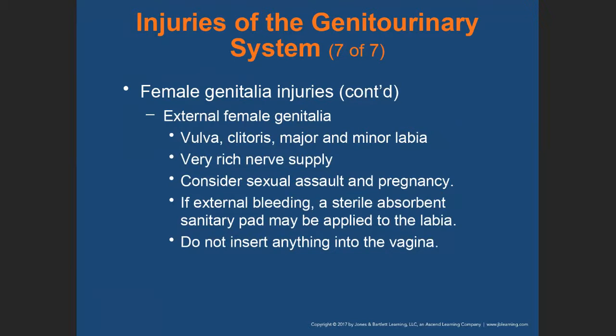Female genitalia injuries continued. We're looking at the external female genitalia now: the vulva, clitoris, and major and minor labia. They have a very rich nerve supply. Consider sexual assault and pregnancy. If there is external bleeding, a sterile absorbent sanitary pad may be applied to the labia. Do not insert anything into the vagina.